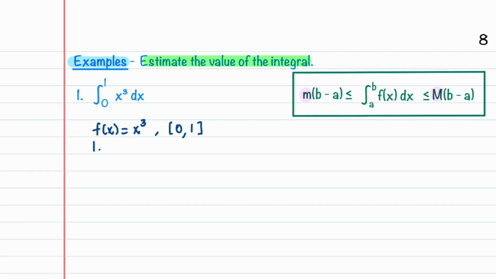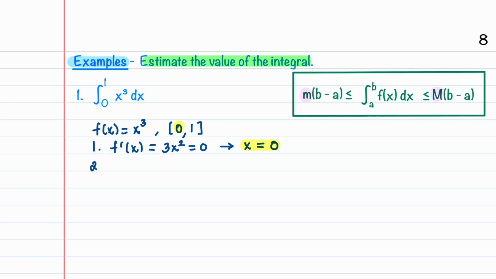The first thing that we want to do is find the critical values of f of x. So we're going to take the derivative. F prime of x is equal to 3x squared. We set that equal to 0, and we get that x is equal to 0. That's a critical point, and it's also an endpoint.